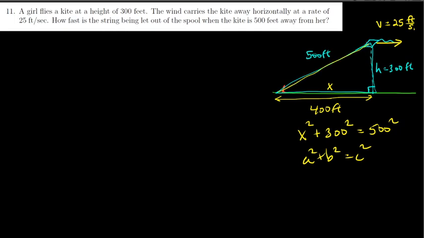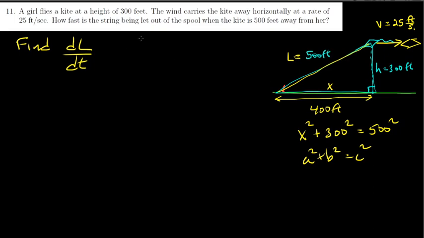So this is the string here. Let's call this length L. It's only 500 feet at the moment, right? So what we're looking for is the rate of change of L with respect to t. As the kite's flying away here, the next minute it's over here, it's a longer string. The string is being let out of the spool. So the length of that string is increasing. Make sense? It's changing. It's getting bigger. How fast is the length getting longer? How fast is the string being let out? That's the question.